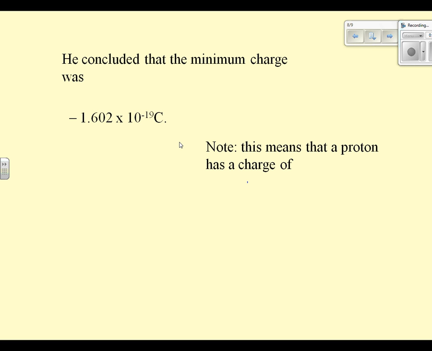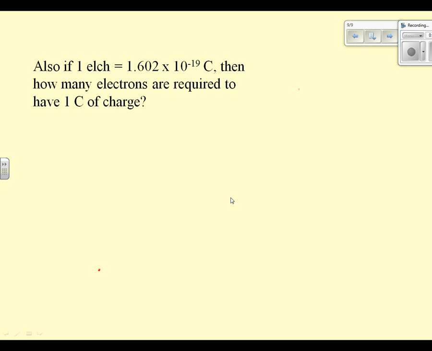This means that a proton has a charge of what? What did you say, AJ? Positive 1. Yeah, exactly. Plus 1.602 times 10 to the minus 19. Protons and electrons have exactly the same charge. Electrons are negative, protons are positive, right? Exactly the same. Okay, you should write this down.